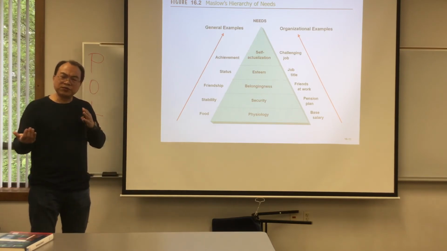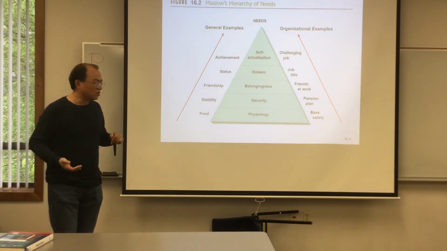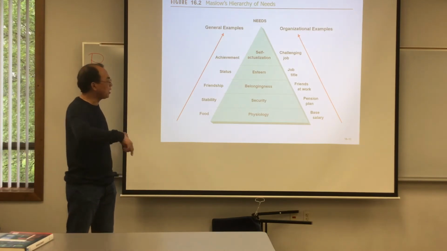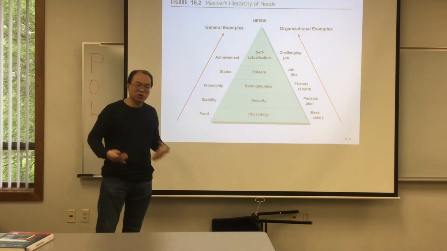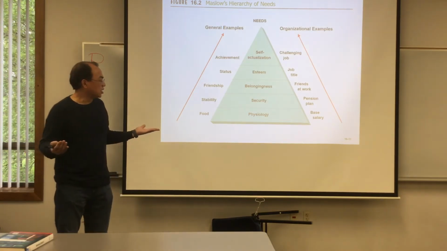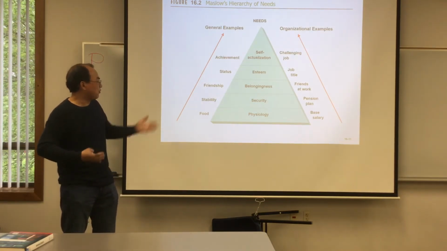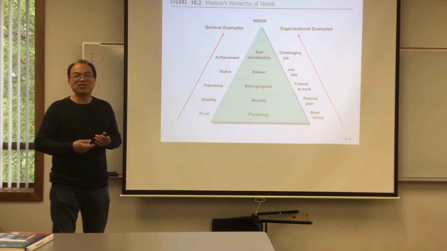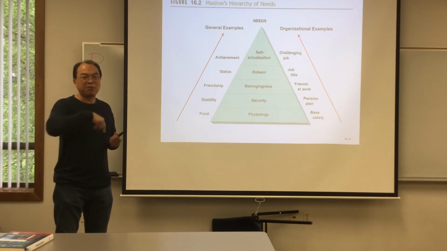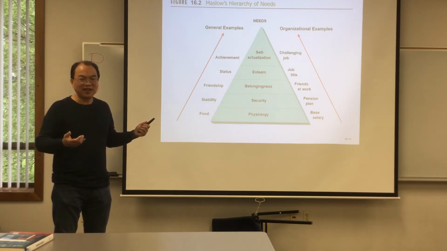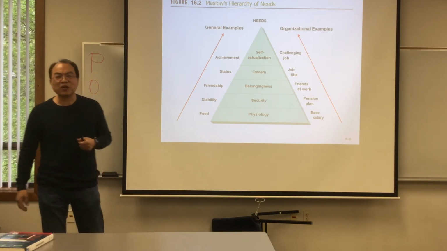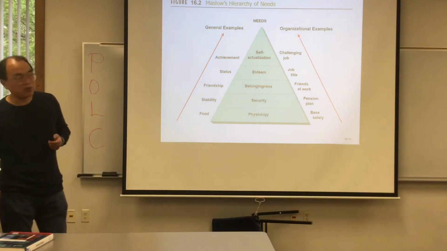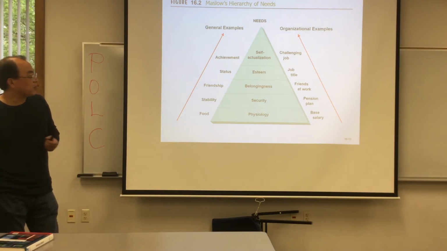But also, in real life, individuals probably have at least the first bottom three needs at the same time. We want food, I want stability, I want friendship, I want everything, right? So it's not necessarily a pyramid, okay? Because it's more like a circle. Okay, so when we go to the next theory, just remember that.